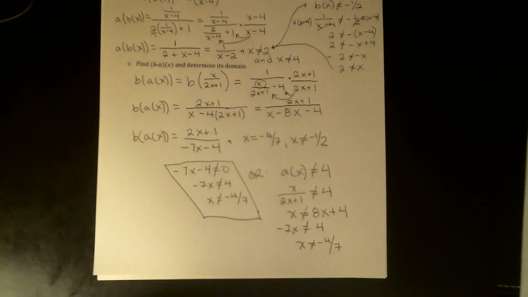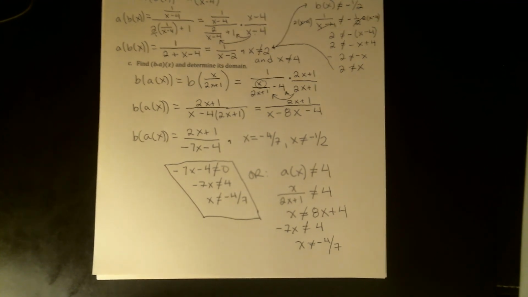So it gives you the exact same result. I'd just choose whatever makes sense to you. You should definitely recognize that there are two checks that happen when you're trying to find the domain of a composition.